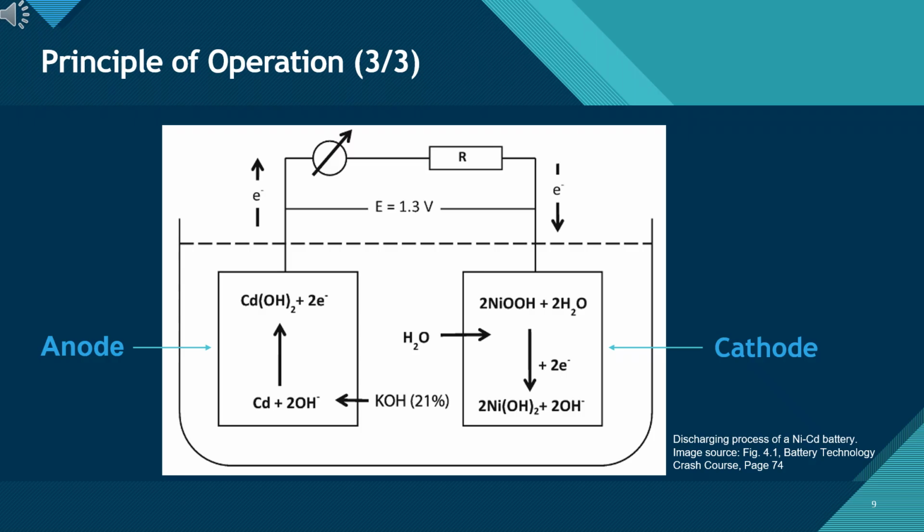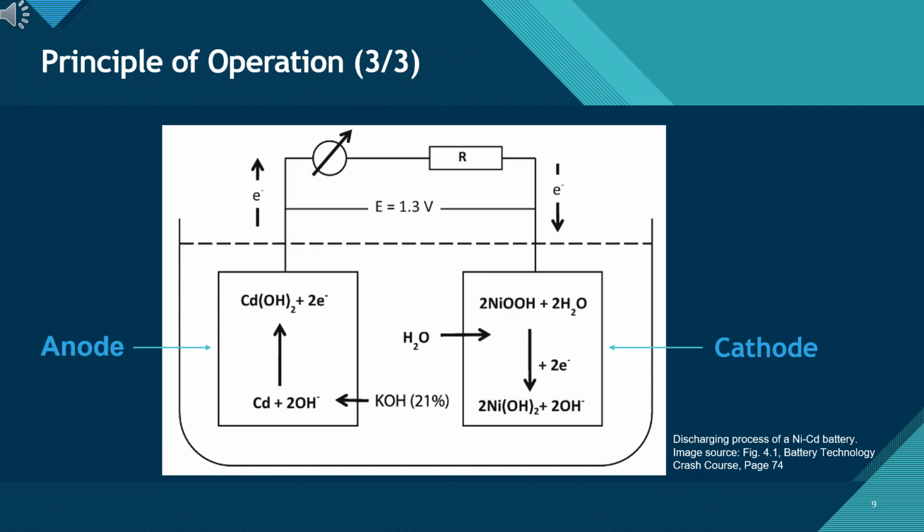Notice that the electrolyte KOH is not consumed in the reaction. It acts as a medium for ion transfer, which is why the concentration remains almost unchanged during cycling. The key takeaway for technicians: electrons move outside the battery, ions move inside, and the chemistry ensures a stable 1.2 to 1.3 V per cell output during discharge.